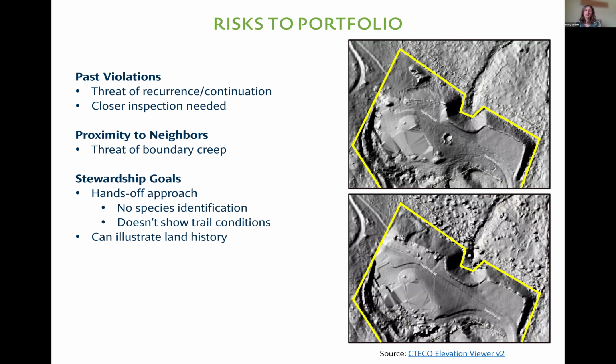Okay, we talked a little bit about what risks are to portfolios. If you have a lot of past violations and there's a risk that these are going to continue, or you need to keep an eye on them closely, aerial monitoring of those properties might not be the right approach. Proximity to neighbors. The land around us is developing rapidly in some places. So is there a chance that these boundaries are going to be crept across?